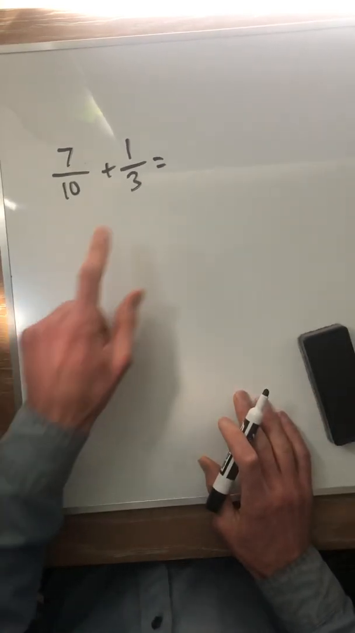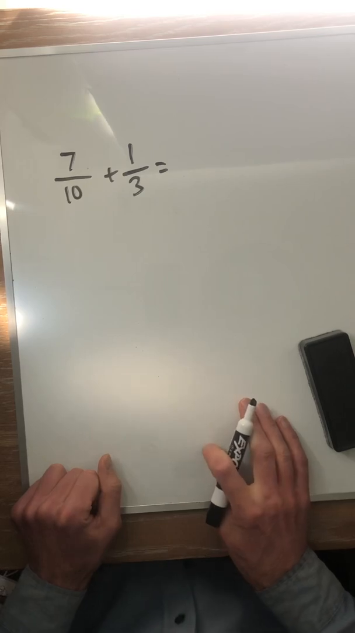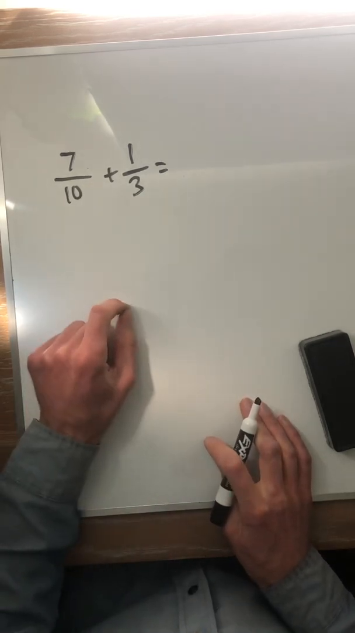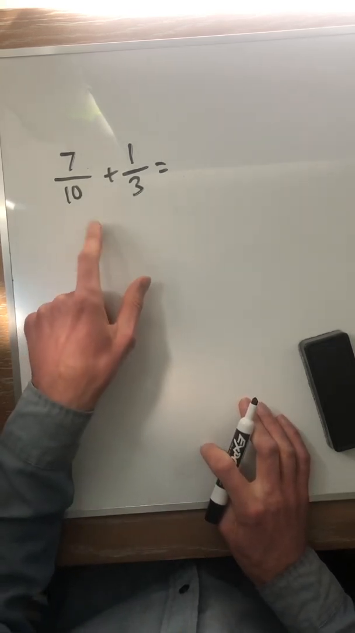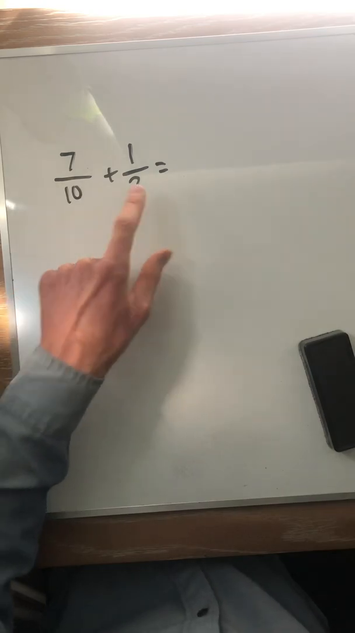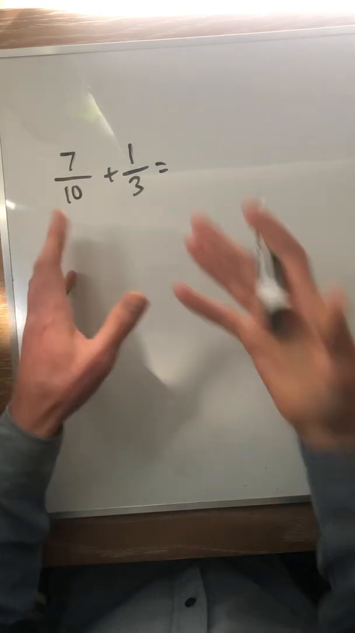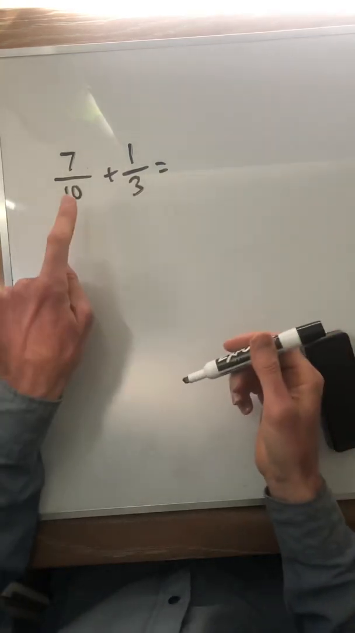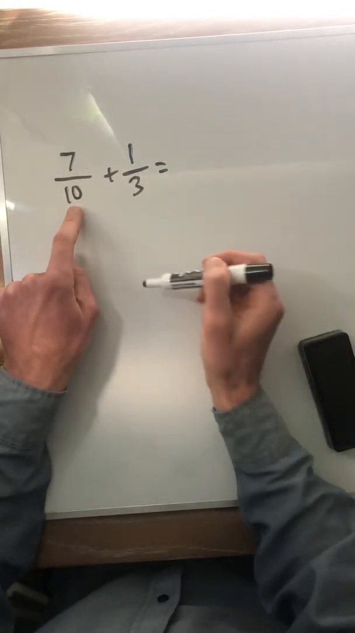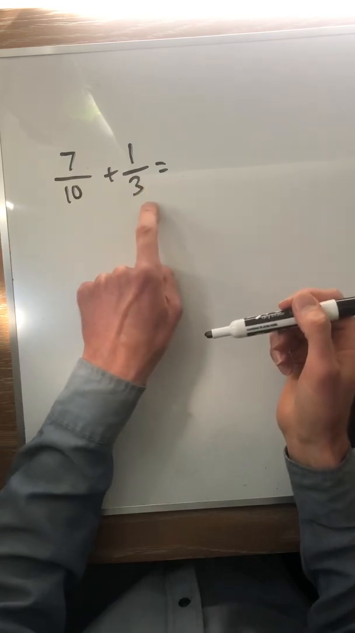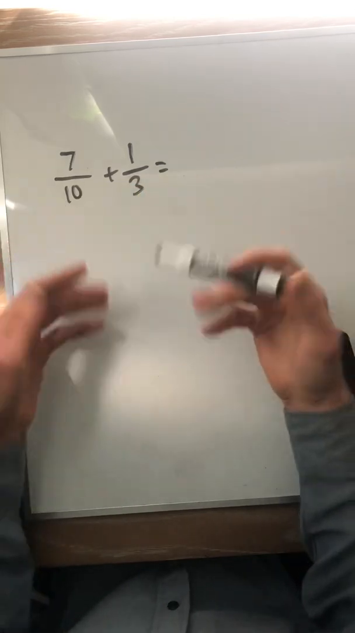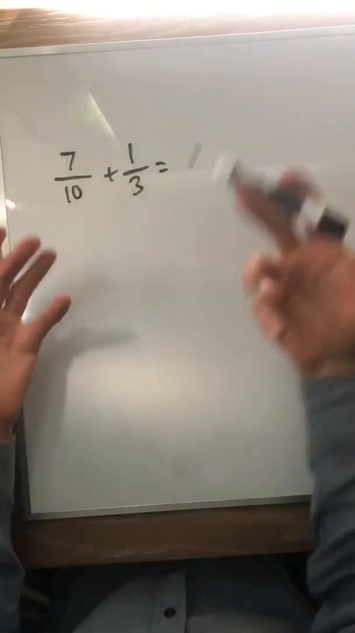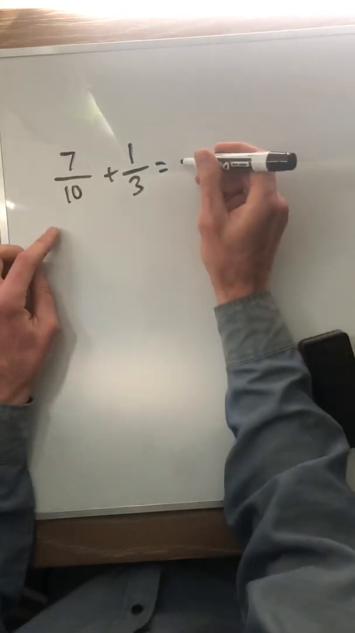So what number do they both go into? Well, what do 3 and 10 go into? I'm just going to take the fast route and just multiply 10 times 3 like we did before, because I know they'll both go into that number, right? 10 times 3 is 30. I know for a fact 10 goes in because I just multiplied it by 3. I know for a fact 3 goes in because I just multiplied it by 10. 10 times 3 equals 30. 10 goes into 30. 3 goes into 30. So we're going to turn them both into 30ths.